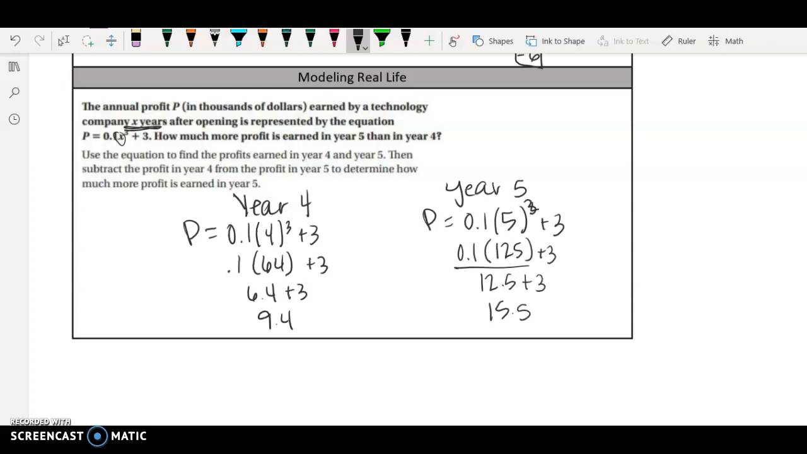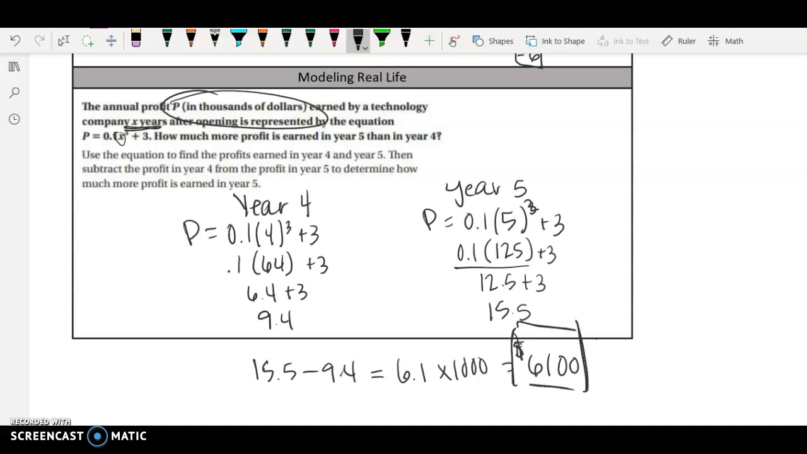It wants to know the difference between those, so we have to subtract. So we're going to do 15.5 minus 9.4, and we get 6.1. But this was in thousands. So really, we need to multiply this by 1,000. And we get $6,100. So that is the difference in a year. So this company made $6,100 more in year 5 than they did in year 4.